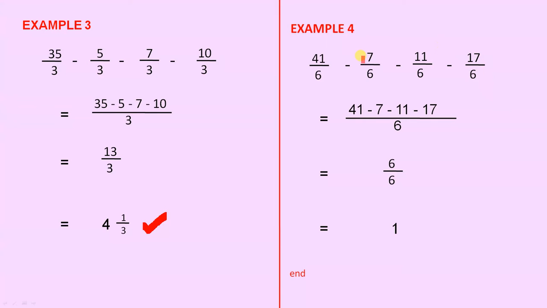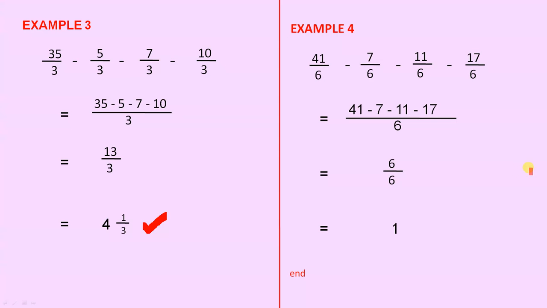Example 4, 41 over 6 minus 7 over 6 minus 11 over 6 minus 17 over 6. All the denominators are the same, so it's 41 minus 7 minus 11 minus 17 all over 6. So when you work that out, from left to right, that gives us 6. So the numerator works out to be 6. Since the denominator is also 6, we know that 6 over 6 equals 1.